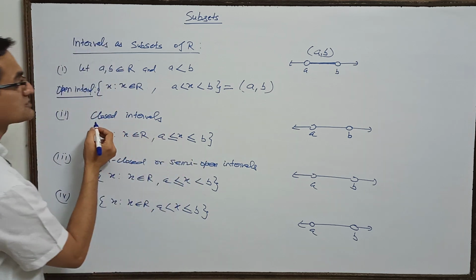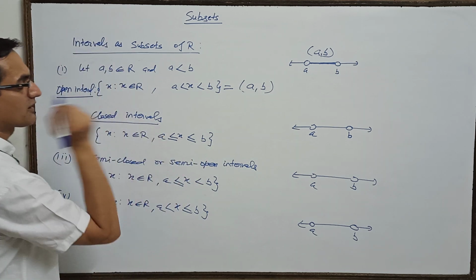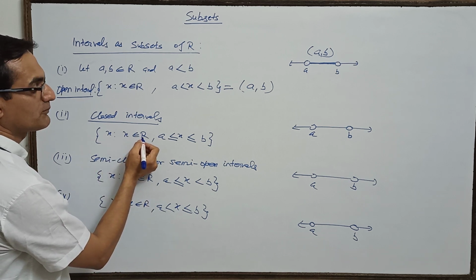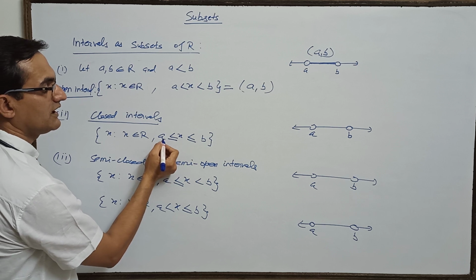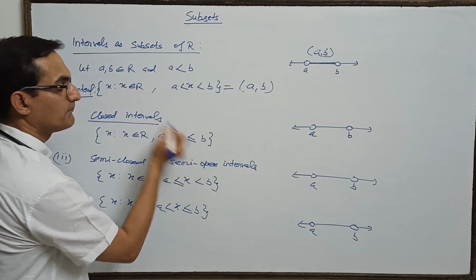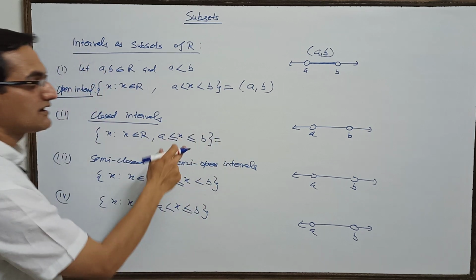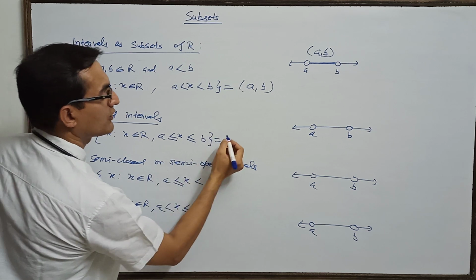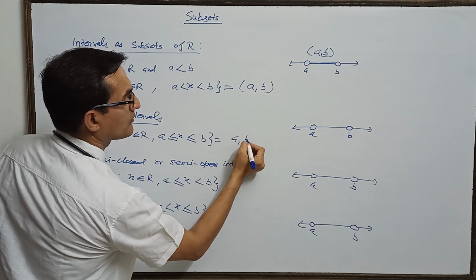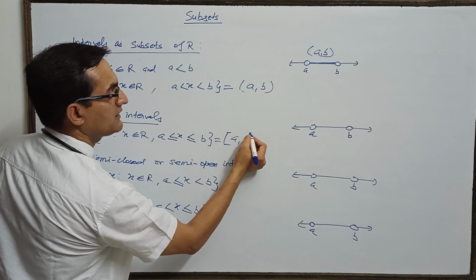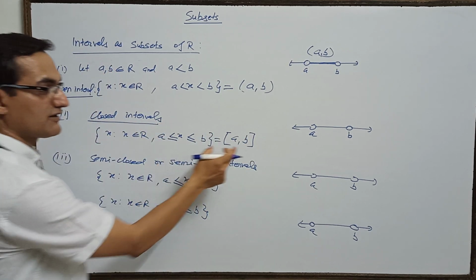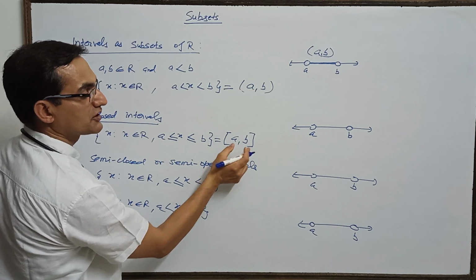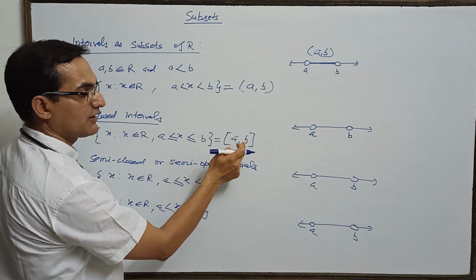Next is the closed interval. A closed interval means x such that x belongs to real numbers and x is greater than or equal to A but less than or equal to B. This is the set builder form. If we represent it in interval form, we will write [A, B], this bracket will be used. It means A and B are both included in this interval. A is there and B is also there.